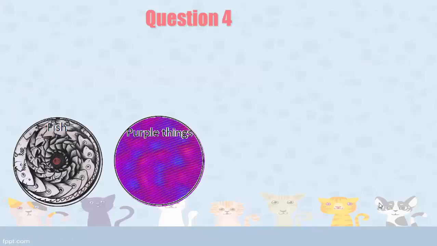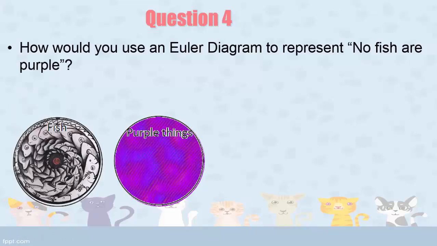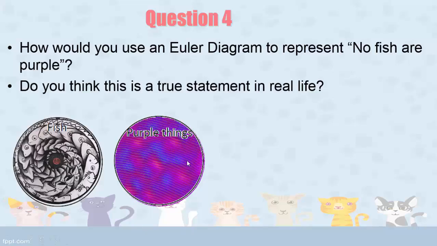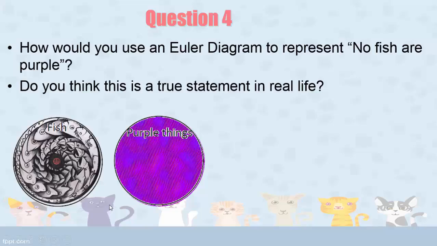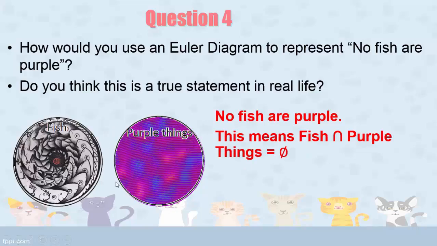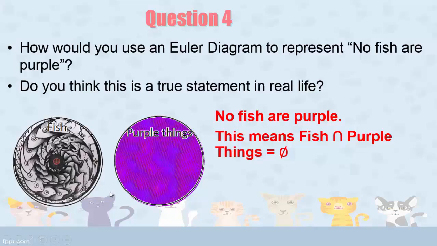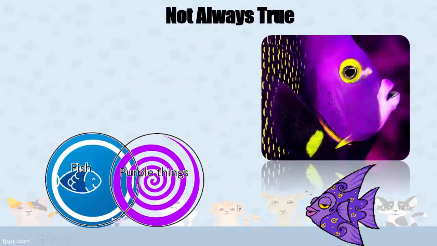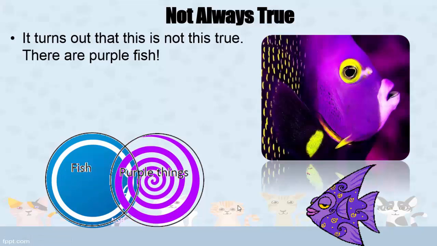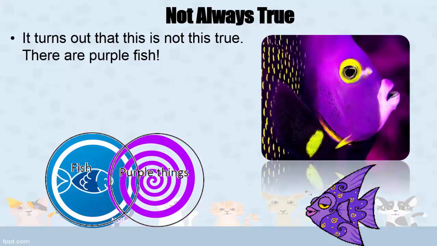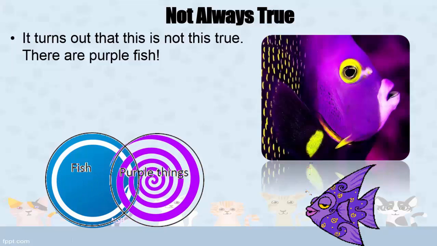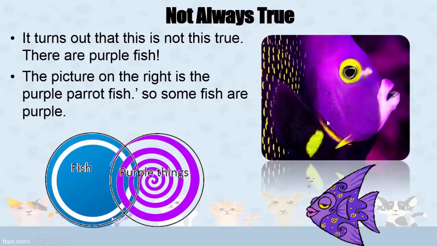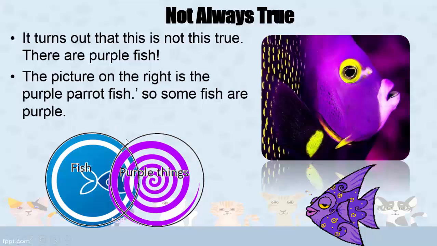Let's look at example number 4. And how would we use Euler diagrams to represent no fish are purple? And do you think that this statement is true in real life? Well, of course, if you think it's true and that no fish are purple, then the intersection is just the null set. There is no intersection set. So the fish intersect purple things is 0 or the empty set. But this is not always true, just like I mentioned earlier, or I was about to mention, about the birds. Yes, ostriches are birds, but to my knowledge, I don't think they fly. It turns out that this is not true either for purple fish. The picture here at the right is called a purple parrotfish. There are fish that are purple. You would draw it with the intersection.